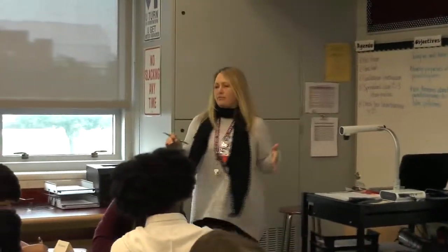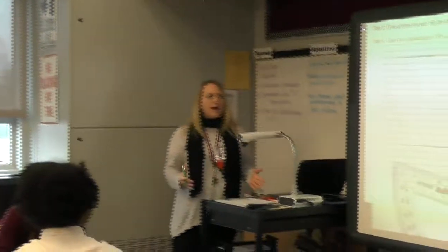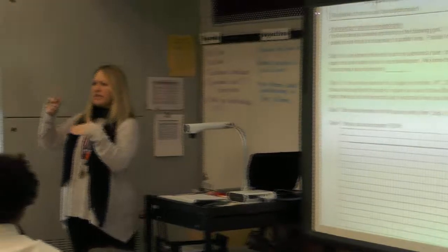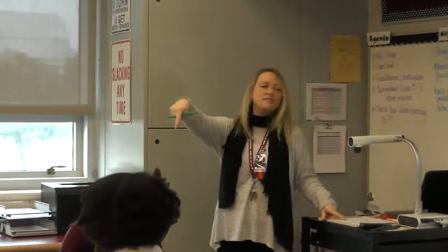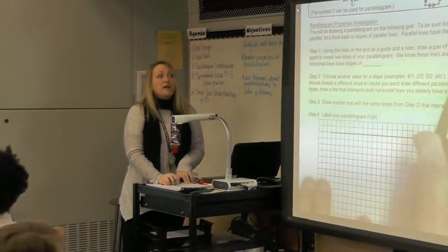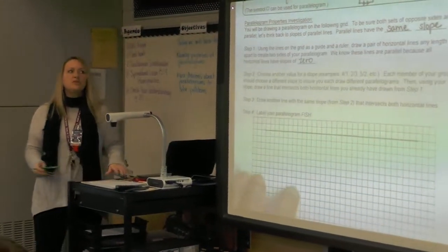So remember, it's a parallelogram, right? So we need parallel lines. Are these horizontal lines parallel? Yes. How do we know that? They're not touching. Would they ever end up intersecting? No. Let's go back to what we said though, guys. Parallel lines have the same slope. So what do each of these horizontal lines have a slope of? 0. Think about rise over run. Goes up 0, over 1, up 0, over 1. So we know they are parallel because horizontal lines have a slope of 0. So the 2 lines we drew have a slope of 0.